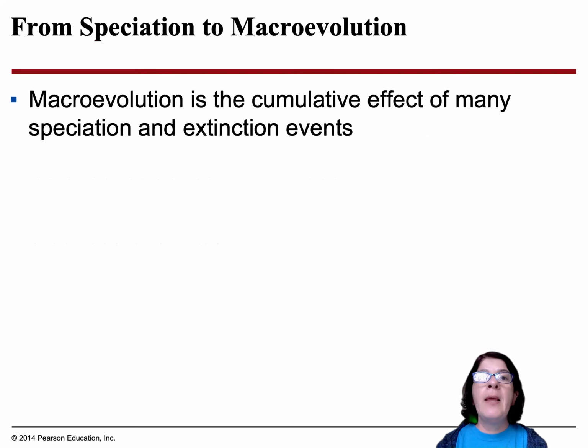Okay. Final sentence. Macroevolution, evolution on a large scale, is the cumulative effect of not a single, not a few, but of many speciation and extinction events. So we're going to explore extinction events in the next class.